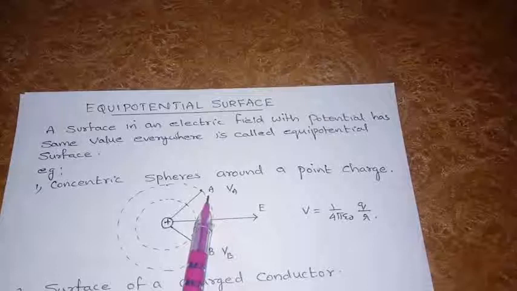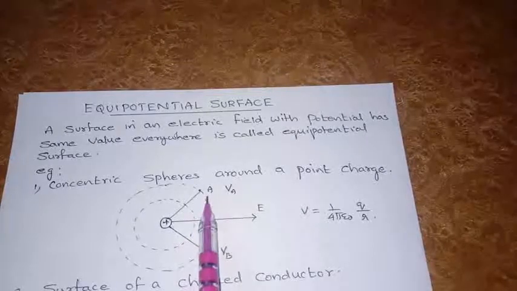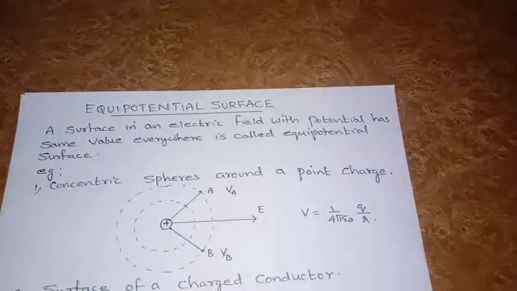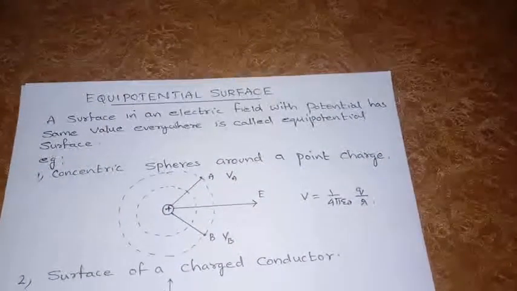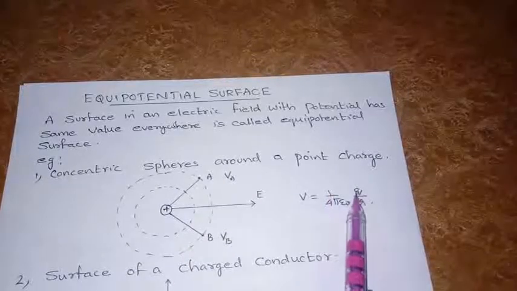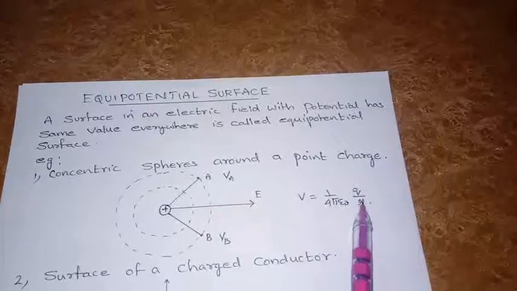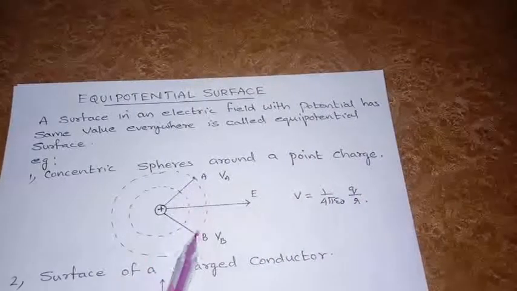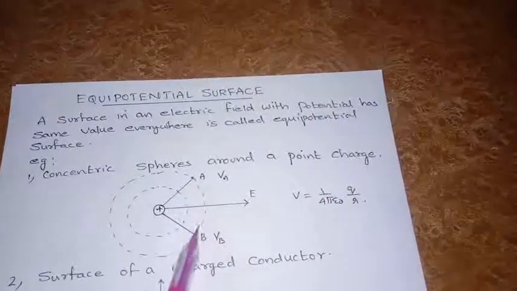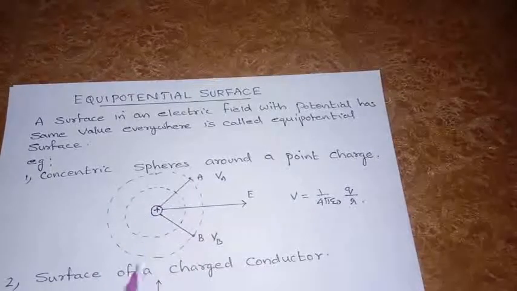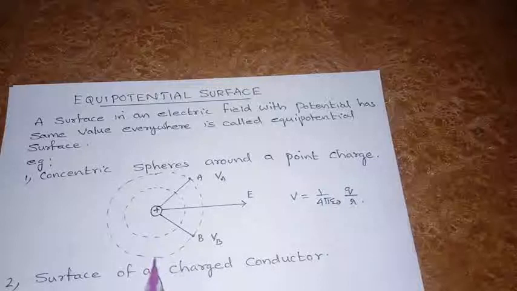Now what is the potential at A? Potential at A is VA. And what is the potential at B? Potential at B is VB. And the potential at any point on this sphere is given by 1 by 4 pi epsilon 0 Q divided by R. As long as the radius remains same, at every point on this sphere the electric potential remains same. So concentric spheres around a point charge is an example for equipotential surface.